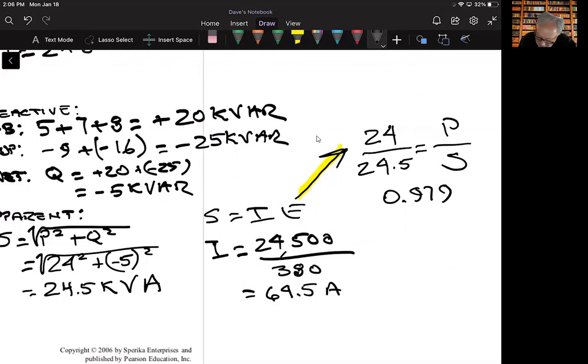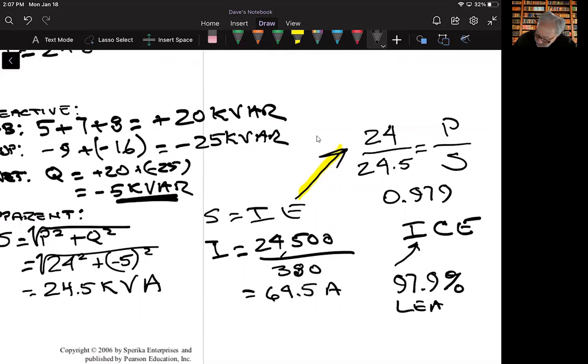Now, when we talk about power factor, we always use a descriptor of leading or lagging. Since this is negative, it makes it primarily capacitive, and current is always the thing that the descriptor is based on. So current is leading voltage in a capacitive circuit. So we would say that it's 97.9% power factor, and it's leading.